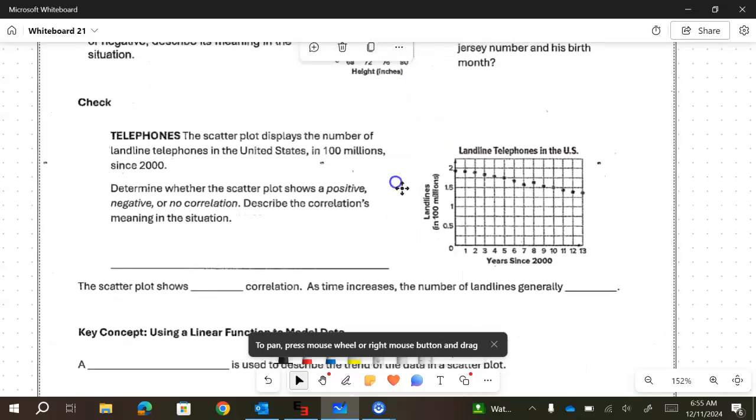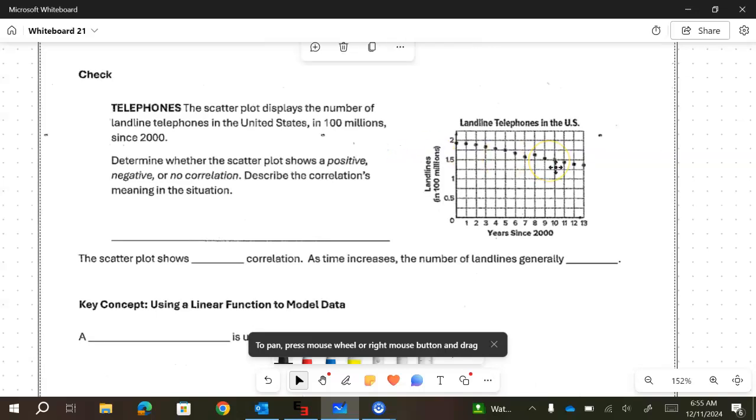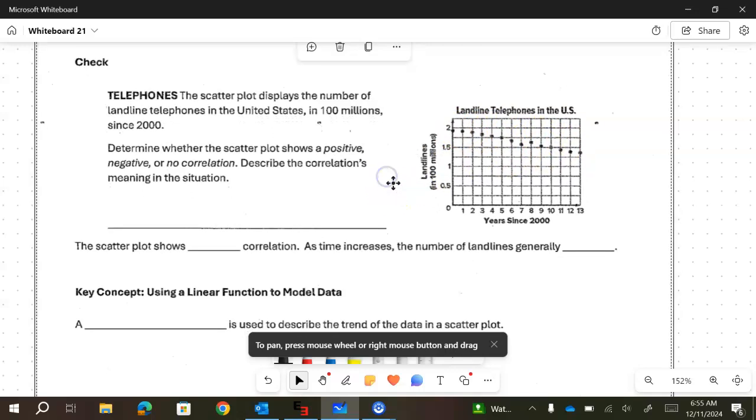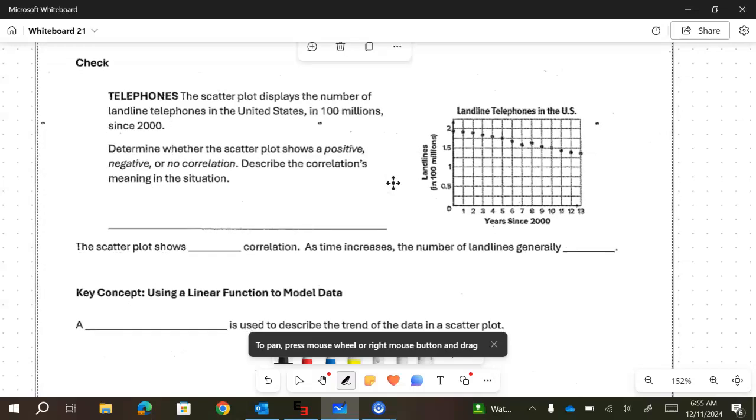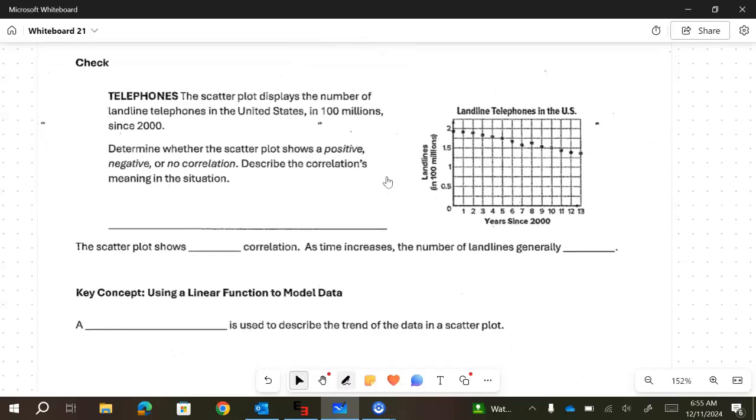When we look at this scatter plot of landlines, we can see that there also tends to be some kind of correlation, right? It's not a perfect line, but they tend to be going down. So this scatter plot shows a negative correlation, right? As one thing is increasing, the other one is decreasing.